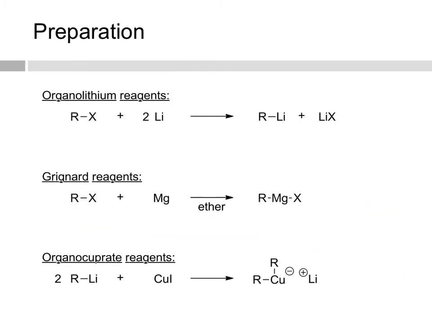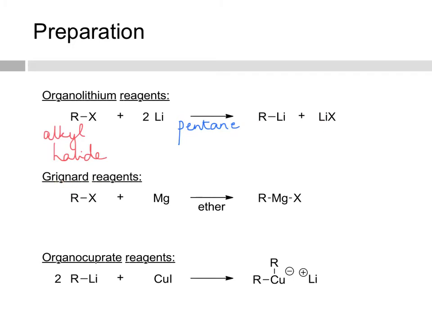To prepare organolithium and Grignard reagents, we start with the alkyl halide, and we treat it with the metal that we want to introduce. So for organolithium reagents, we start with the alkyl halide. We treat it with 2 equivalents of lithium, usually in a nonpolar solvent like pentane or hexane, and then we generate the organolithium reagent and 1 equivalent of the lithium halide.